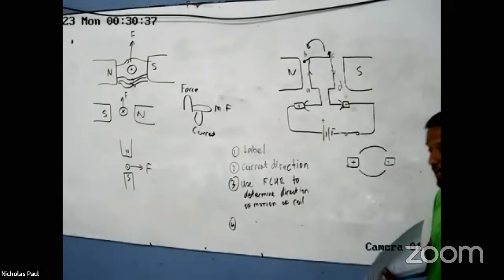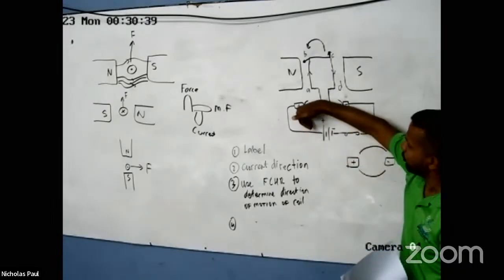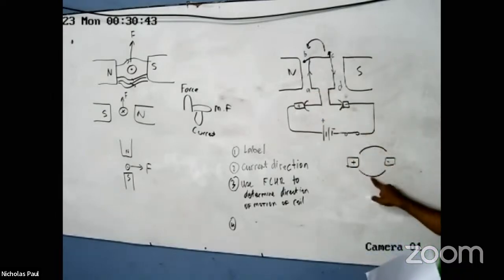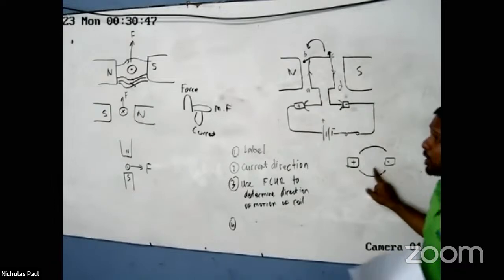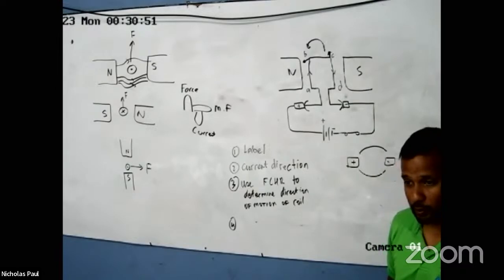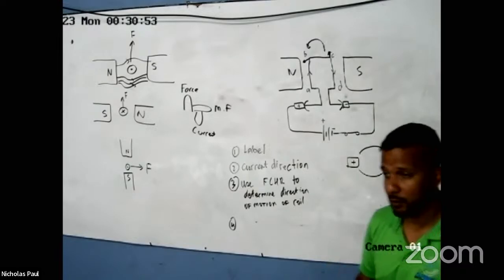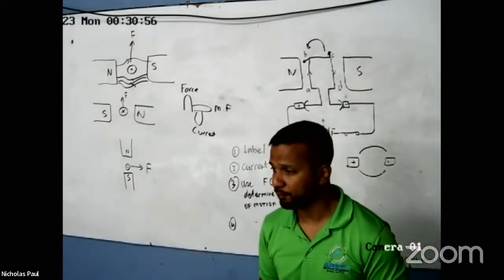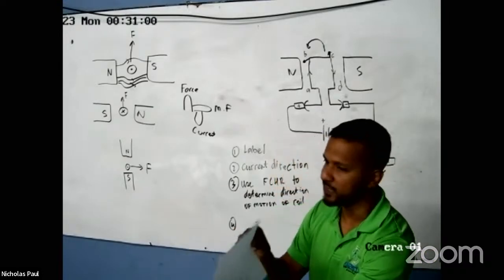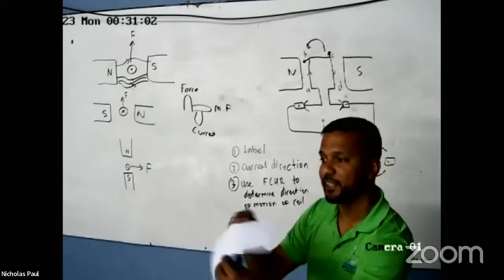When the coil is horizontal, this will move like that. So the split rings do not touch the brush. If it's not touching the brush, what will happen? No current will flow. So something has to happen. And remember what's happened? Inertia. Because you have a moving object, it won't just stop there. It will continue to move.